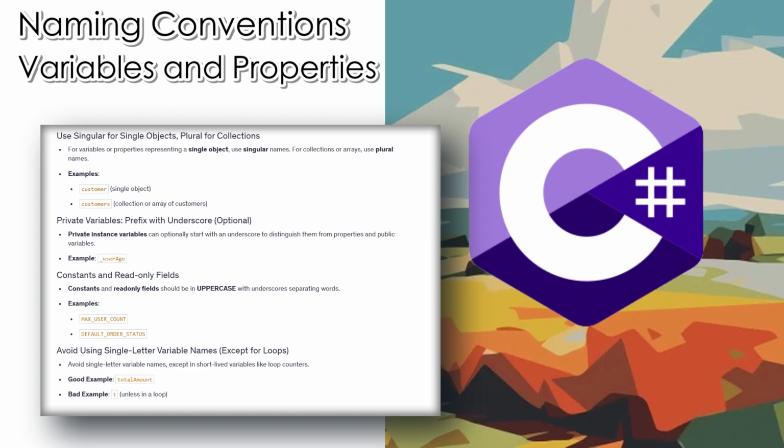Constants and read-only fields should be in uppercase with underscores separating words. Avoid single-letter variable names, except in short-lived variables like loop counters.